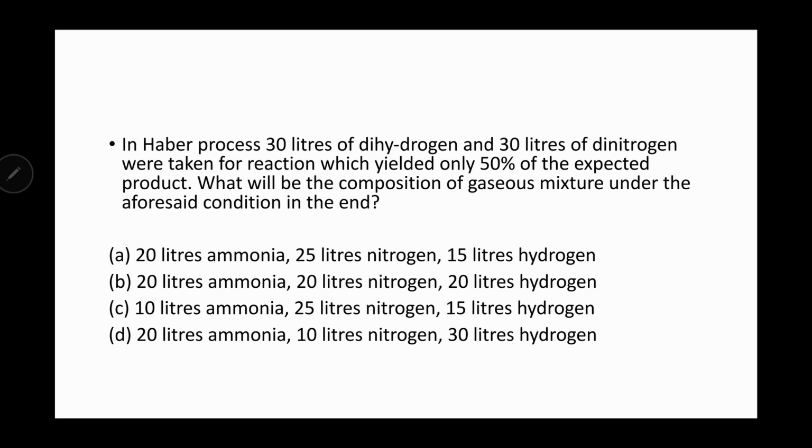So here is a question that was asked in the year 2003, and let me read this question for you. In Haber process, 30 liters of dihydrogen and 30 liters of dinitrogen were taken for reaction which yielded only 50% of the expected product. What will be the composition of the gaseous mixture under the aforesaid conditions in it? And then we have the four options. You can go through this question and try to answer this.